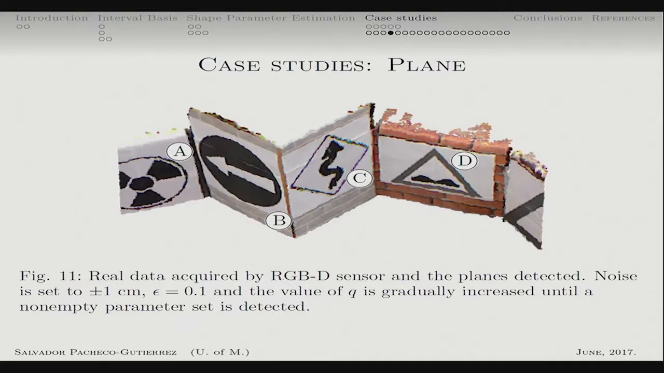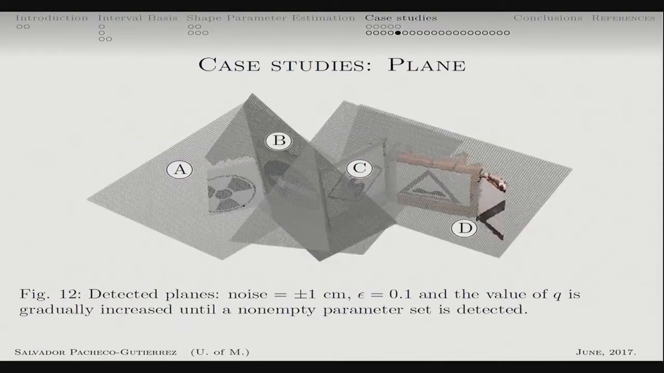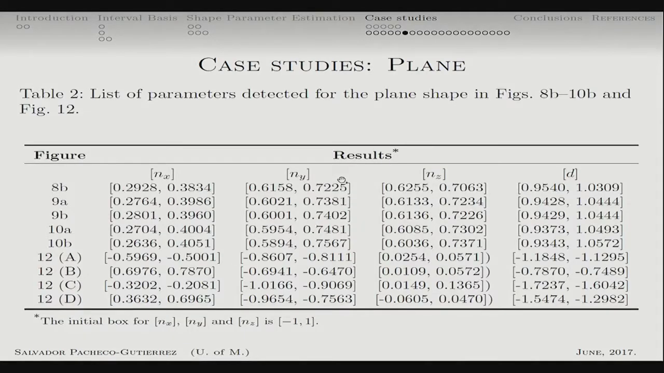For example, in this case, we have a set of signs and boxes at different angles. We applied this algorithm recursively, and we were able to find the parameters of these planes. Here are the parameters that we found in each one of the images that I showed you before.